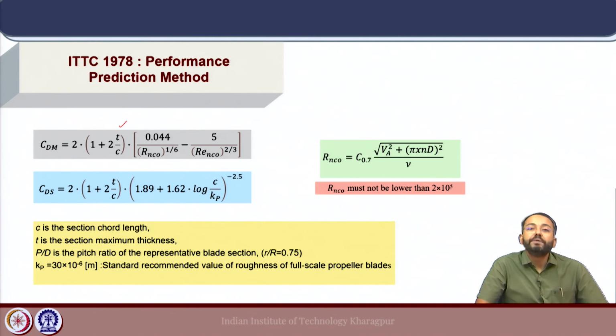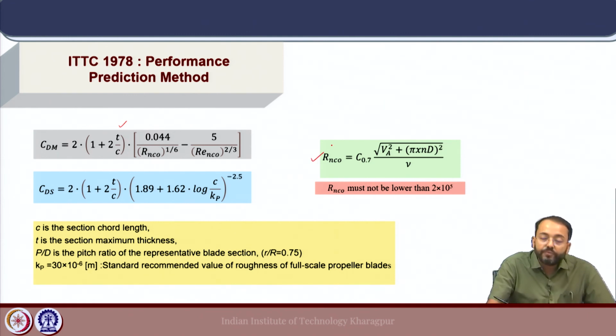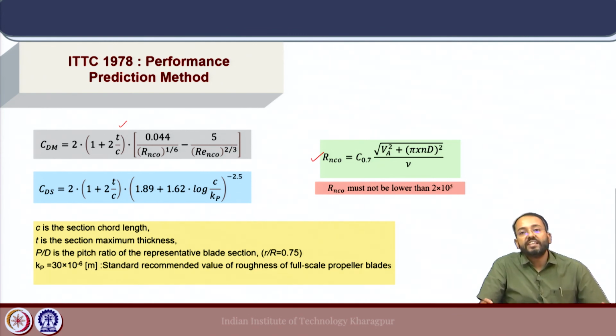So, here if the pitch ratio is varying with the radius, we take the P by D as the pitch ratio of the representative blade section at R by R 0.75 for this particular case, and R NCO here, which is the Reynolds number, which is again calculated for the representative blade section at 0.75 R, and in the model scale this should be at least 2 times 10 to the power 5 for the requirements of model scale testing. So, these equations can be used to convert the model scale open water characteristics to the full scale values.